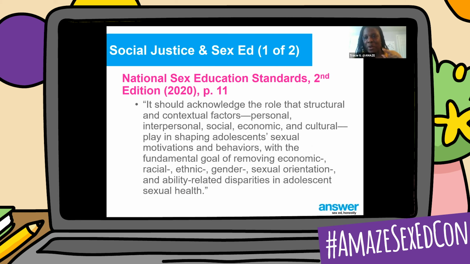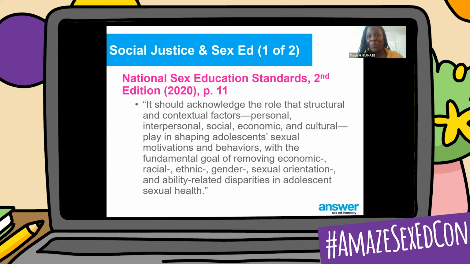I know there's a lot of big words in there. We'll get to what they mean in just a second. But to conclude the statement, it should acknowledge the role that structural and contextual factors, personal, interpersonal, social, economic, and cultural, play in shaping adolescents' sexual motivations and behavior, with the fundamental goal of removing economic, racial, ethnic, gender, sexual orientation, and ability-related disparities in adolescent sexual health.